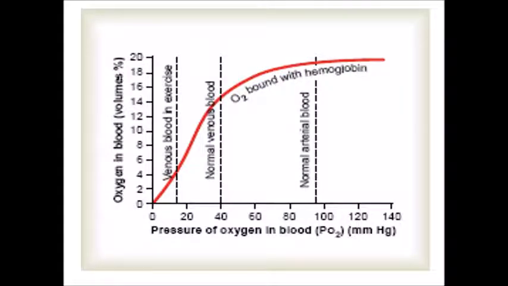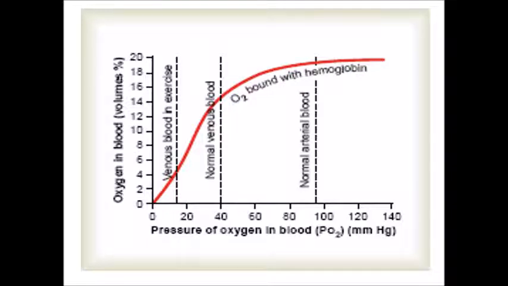Now this is also an oxygen hemoglobin dissociation curve. Here on the x-axis partial pressure of oxygen is given, and on the y-axis volume percentage of oxygen in the blood is given. The shape and location of the curve is the same as we have already discussed. Now you can see there are three dotted vertical lines. The rightmost line shows normal arterial blood having PO2 of 95 millimeter of mercury and volume percentage of 19.4, that is 19.4 ml in 100 ml of blood.